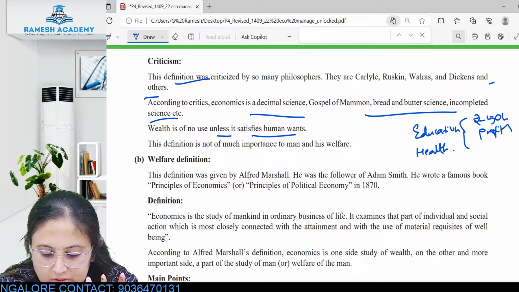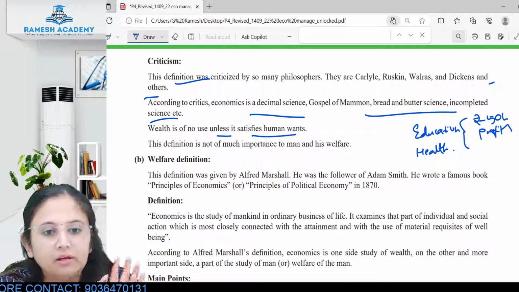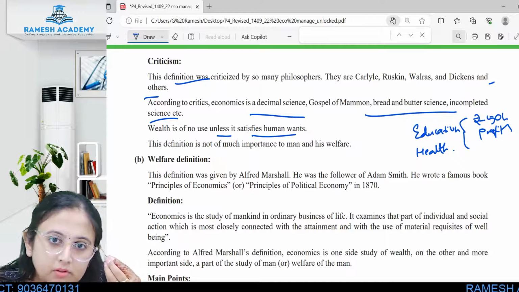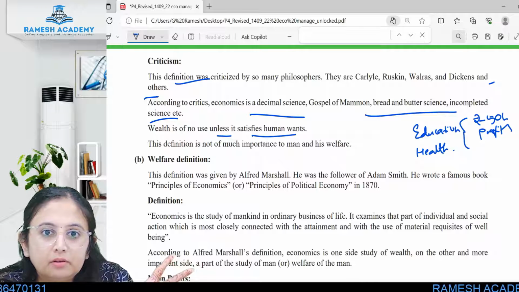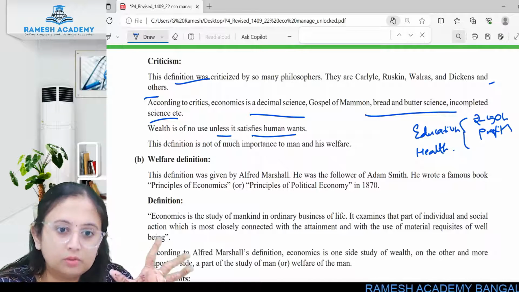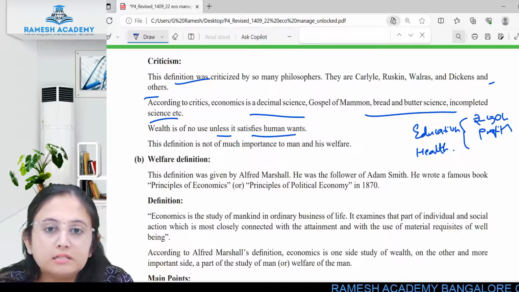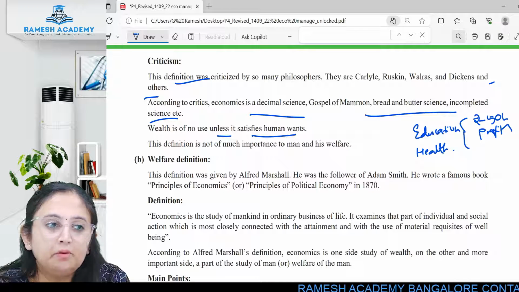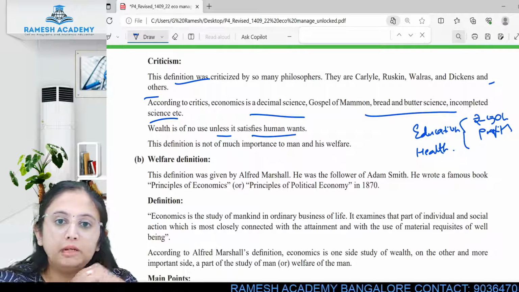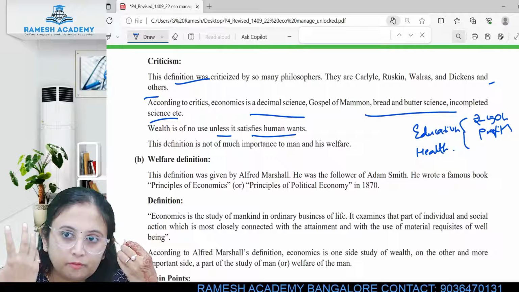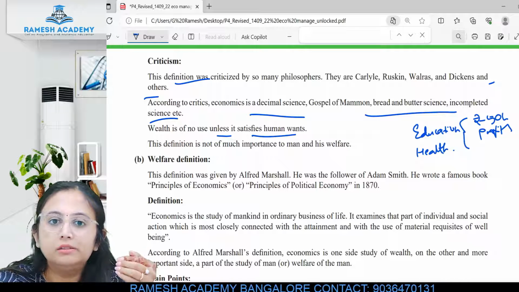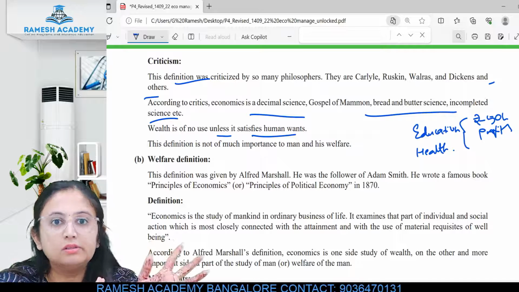So this definition is not of much importance to man and his welfare. They said, see, you are completely not considering the welfare of human beings. As a human being, your welfare is also important. Your happiness, how society is functioning, all these things are also important. When you are not happy, what do you do with a lot of money? But if you see Adam Smith's definition, it is not considering what is required for people, their welfare, the good of the people, the good of society, nothing. Just money. It is concentrating only on money.